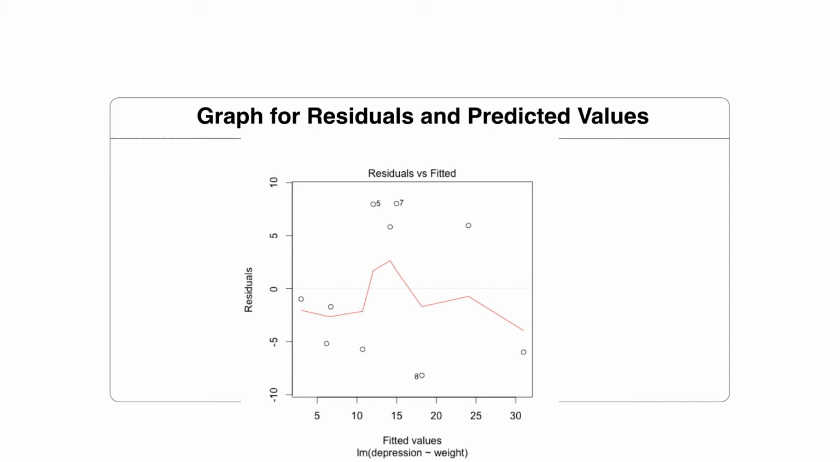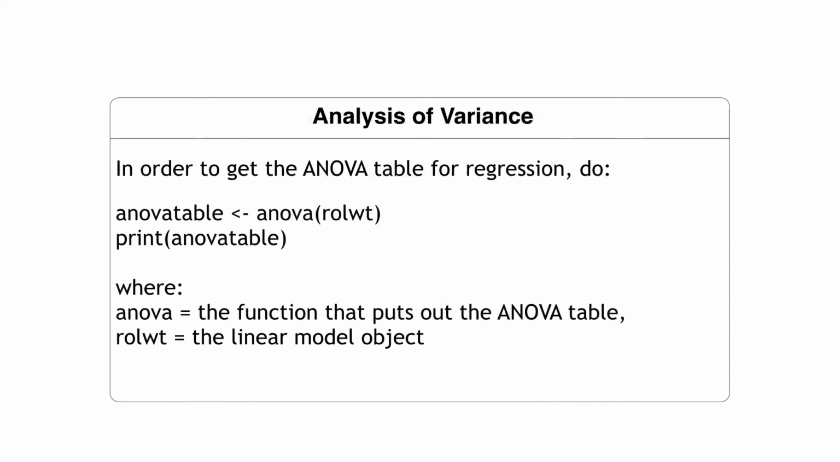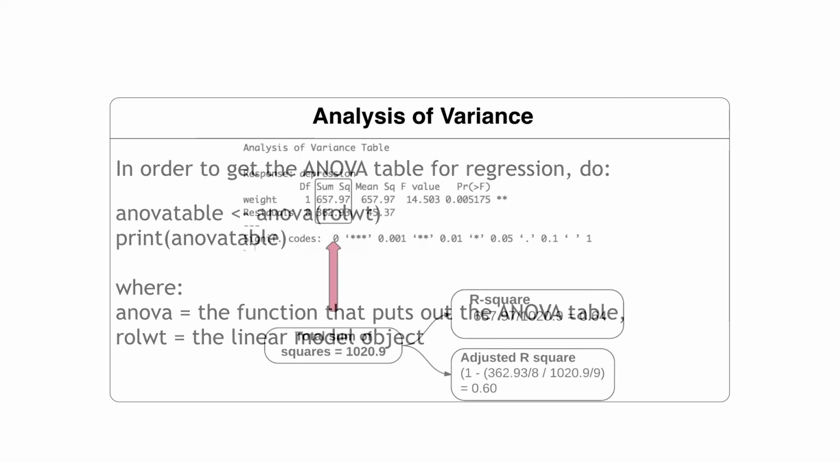The second property of a regression model is the analysis of variance. In order to get the ANOVA table for a linear model in R, you type anova, and then put within parentheses the object in the form of a parameter of that function, the object of the linear model. So you see that you need to pay good attention to the object which is created by the linear model. So this gives you the ANOVA table.